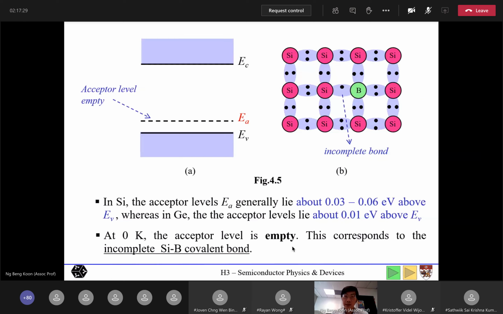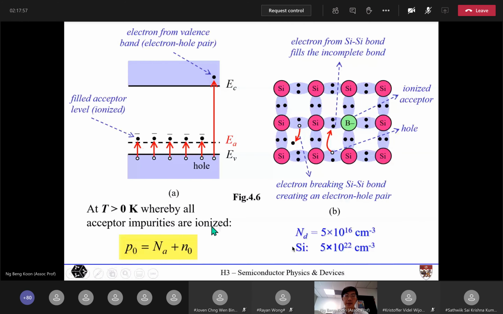So this incomplete bond will have an energy level that is just above the valence band edge. The energy of this incomplete bond is called the acceptor energy level, right? And this basically provides a state that an electron from the valence band can go up to. If you put this semiconductor at a temperature above 0 Kelvin, this being 0 Kelvin here, then what you find is that in the band diagram, your electron in the valence band would want to go up to the acceptor level.